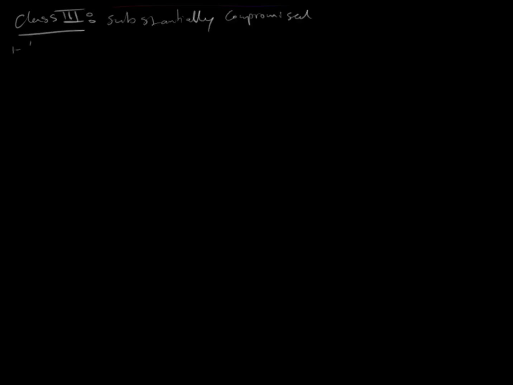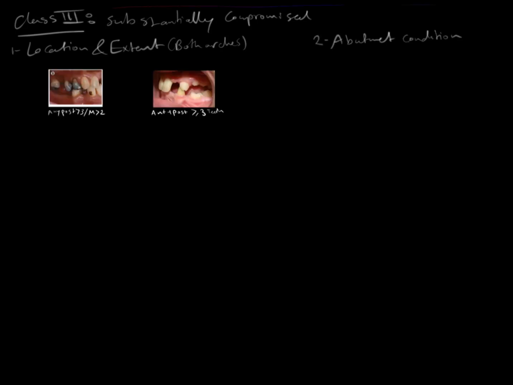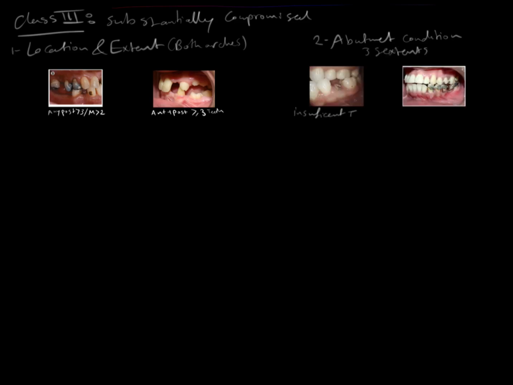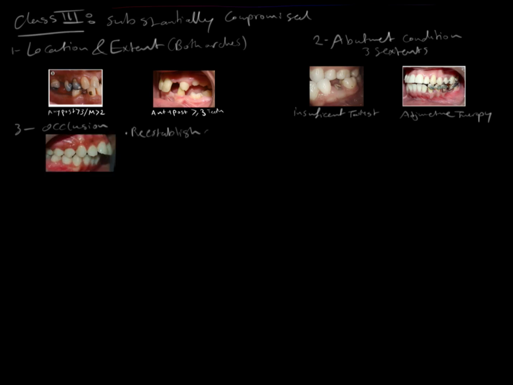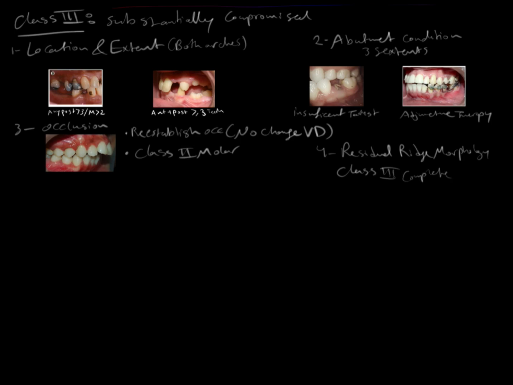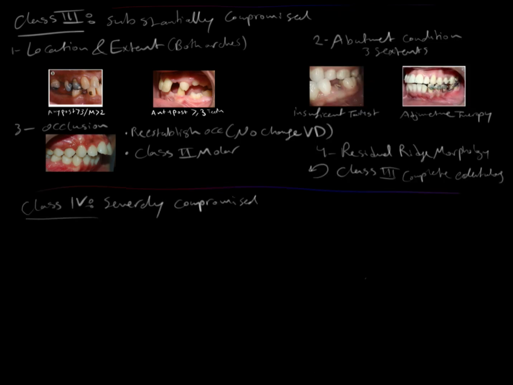Class 3, substantially compromised in all four criteria. The location and extent of edentulous area compromise the physiological support to the abutment, including any posterior maxilla or mandible edentulous area greater than 3 teeth or 2 molars, or anterior and posterior edentulous areas of 3 or more teeth. The condition of the abutment: in 3 sextants there is insufficient tooth structure or localized adjunctive therapy is required. The abutment has a fair prognosis. Occlusion requires re-establishment of the entire scheme without change in vertical dimension. Class 2 molar relationship and residual ridge Class 3 as in completely edentulous.